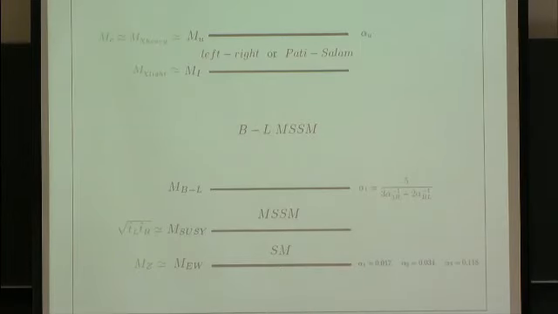So the picture here is that we have some unification scale, an intermediate scale between where you may or may not turn on the second Wilson line.